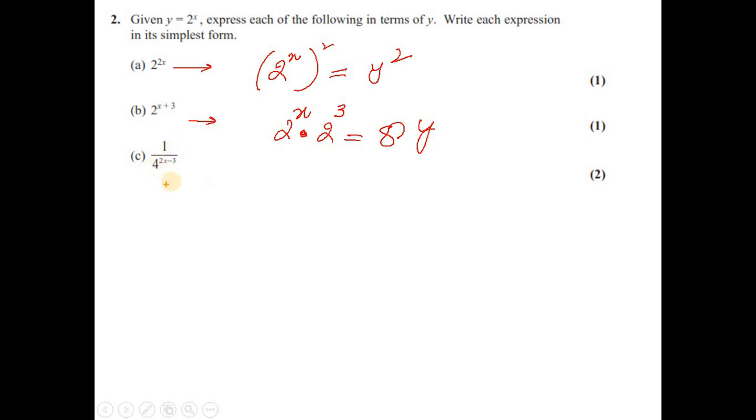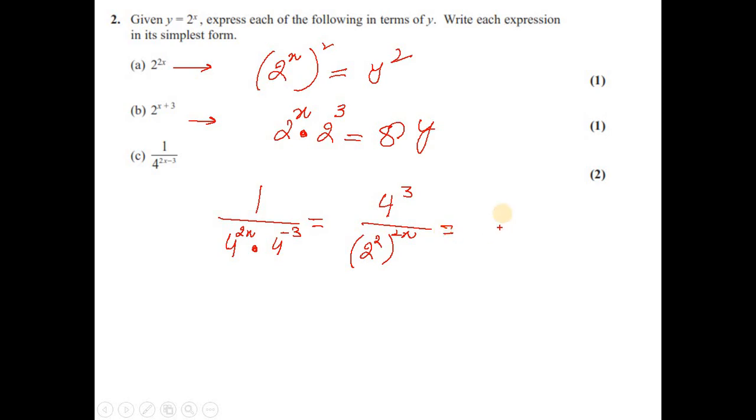Now 1 upon 4^(2x-3). You can write this as 1 upon 4^(2x) times 4^(-3). Moreover, for 4^(2x), you can write this 4 as 2^2, so (2^2)^x... and then 4 to the power minus 3 goes up, becomes 4 to the power 3.